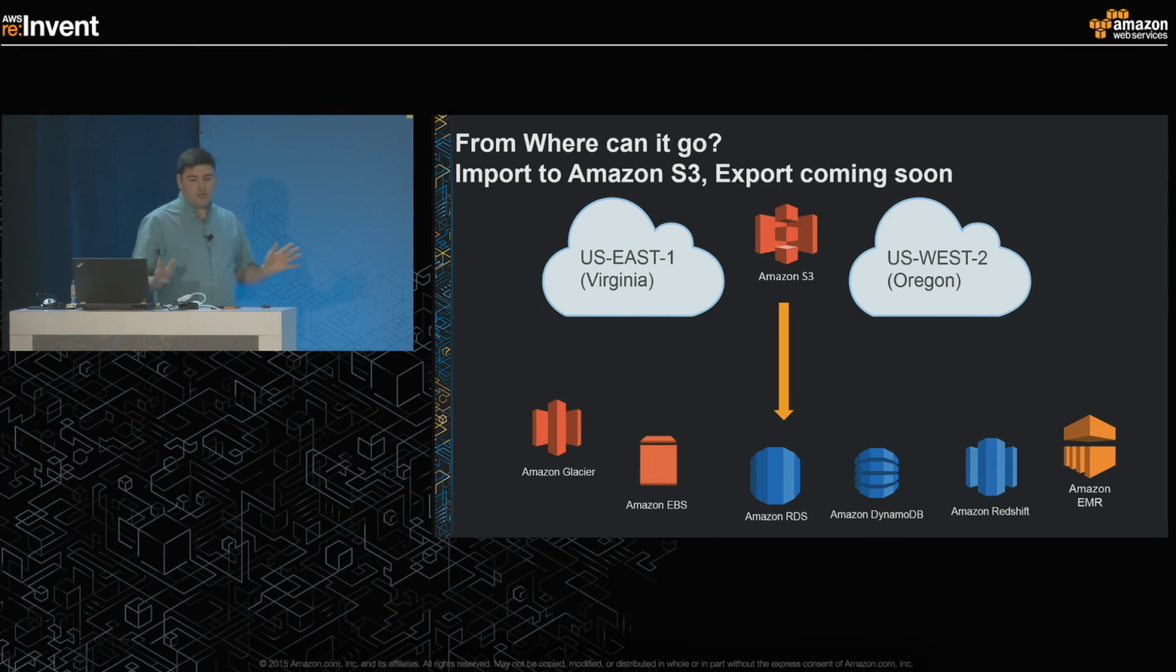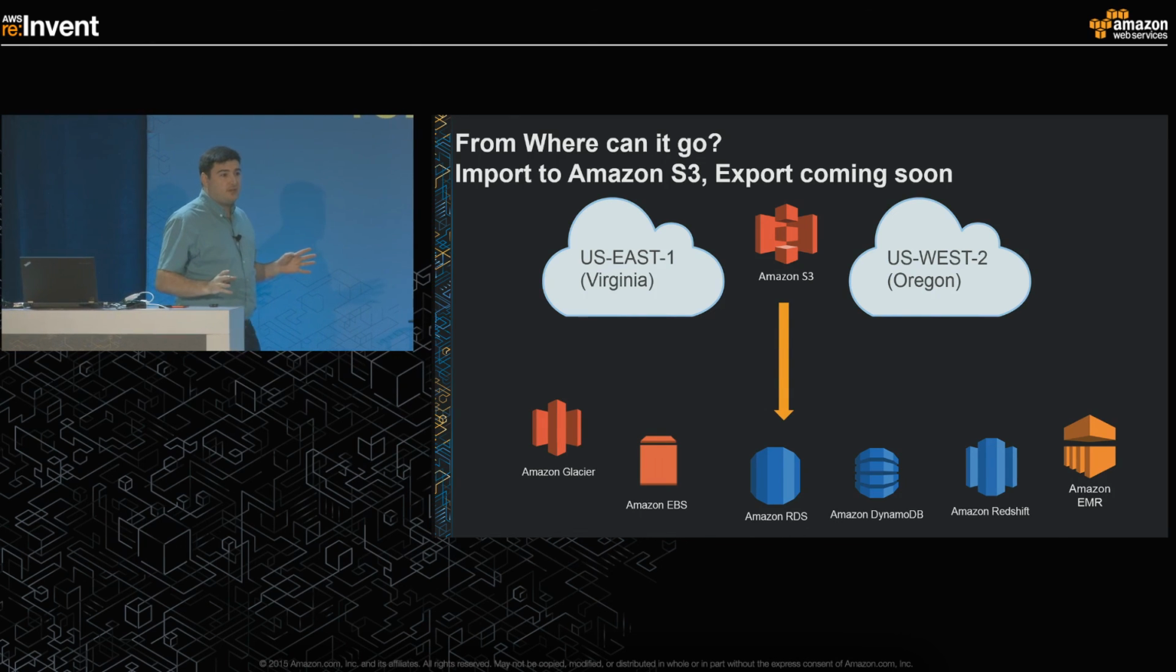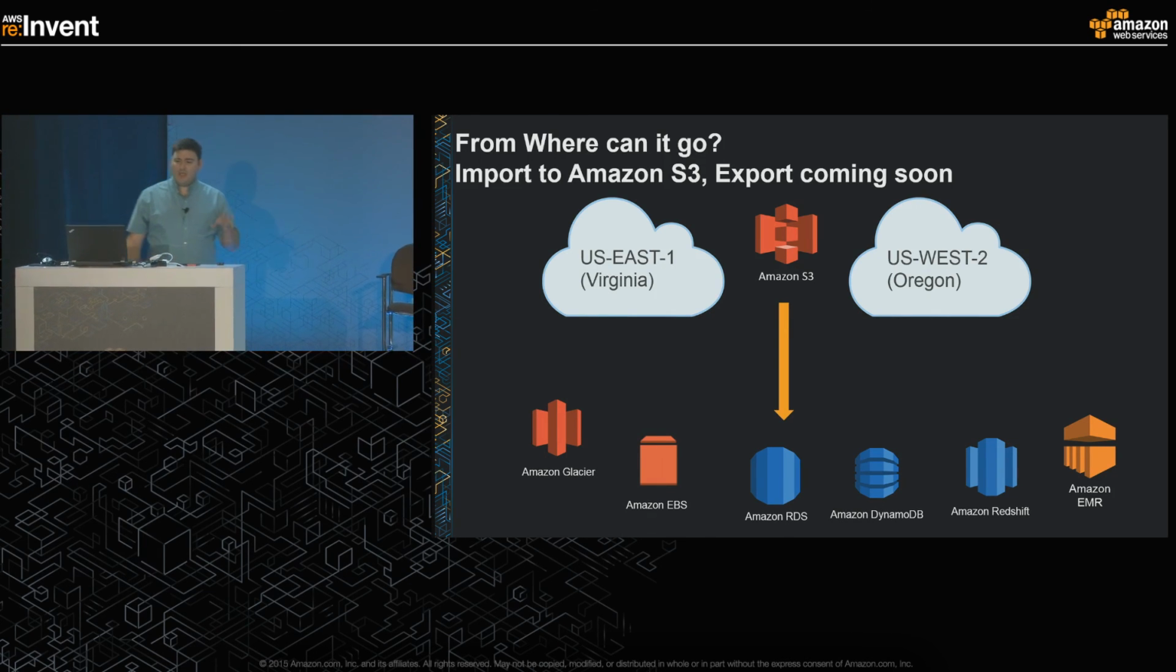In terms of where the data can go, at launch, we're supporting import to Amazon S3 in both the US East 1 and US West 2 regions, so Virginia and Oregon. And the idea there is that once you're in S3, you can then fan out to any other service, right? So you can take it to Glacier or EBS or wherever your final destination might be.